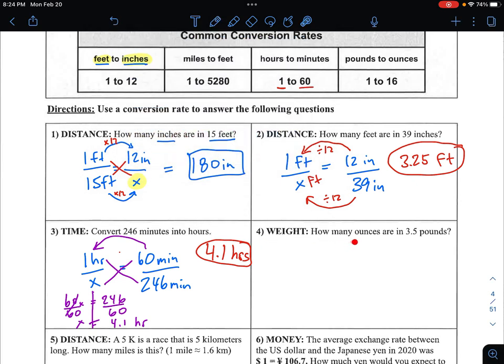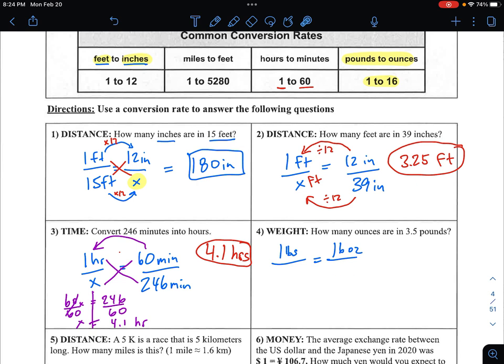Example 4, weight. How many ounces are in 3.5 pounds? All right, so we got to look for our conversion. Pounds to ounces, there it is. 1 to 16. So one pound is 16 ounces. So 1 pound, LBS, is 16 ounces. I almost put ounces below, which is totally fine. You can do that as well.